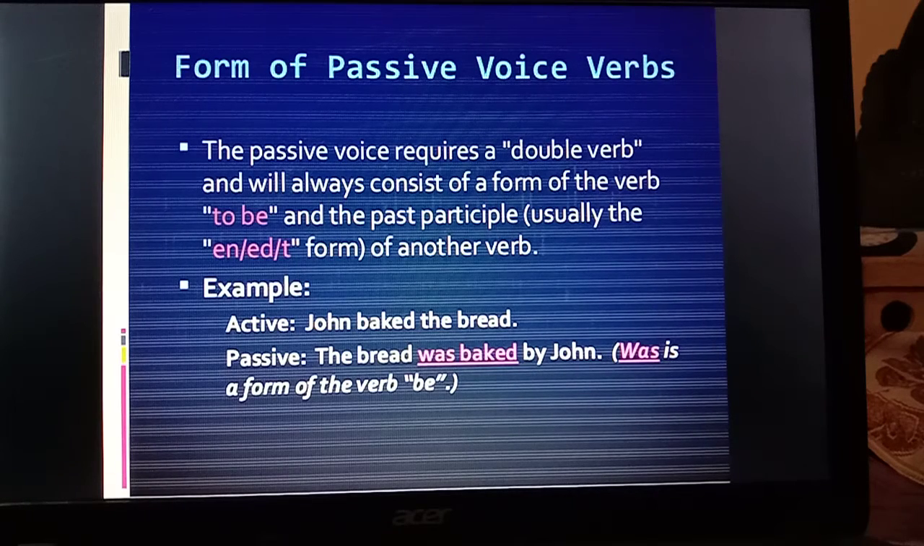For example, active voice: John baked the bread. Here there is no helping verb, but in passive voice: the bread was baked by John. Was is used here and it is a form of the verb to be. So in this way, two verbs are there when we use passive voice. One is the main verb and one is the helping verb.